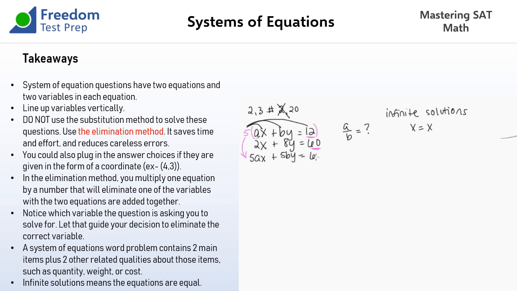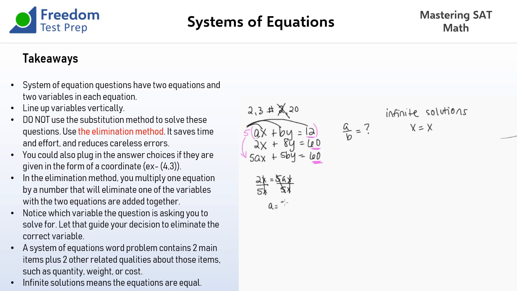5by equals 60. Okay, now remember, when you have two equations that are equal to the same thing, in this case they're both equal now to 60, that means they're equal to each other. So if they're equal to each other, that means the x's are equal, right? So you could say that 2x equals 5ax, right? And we're trying to solve for a over b, right? So we could solve for A by dividing out the x and the 5.